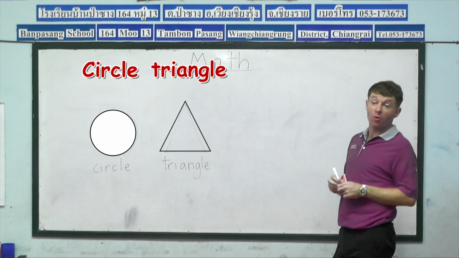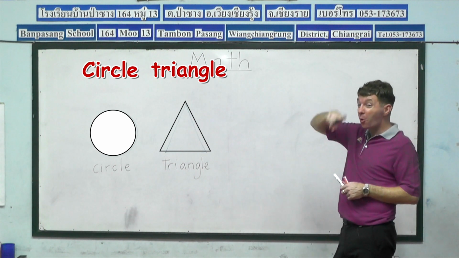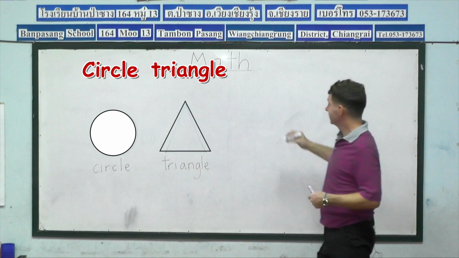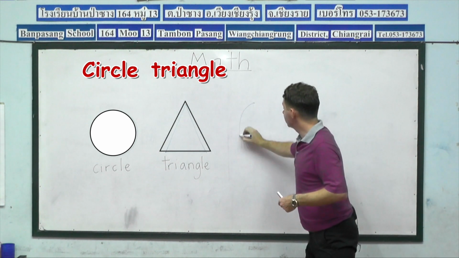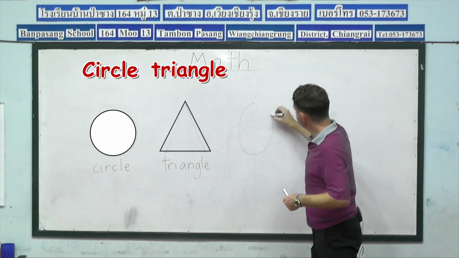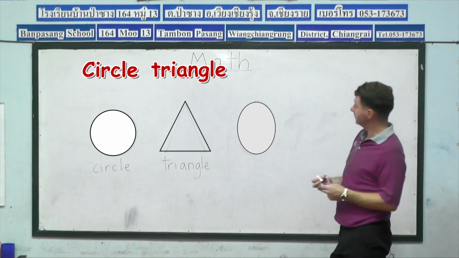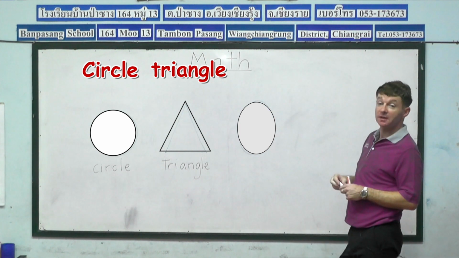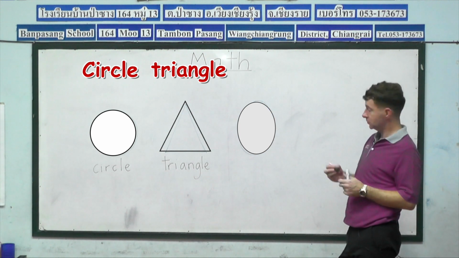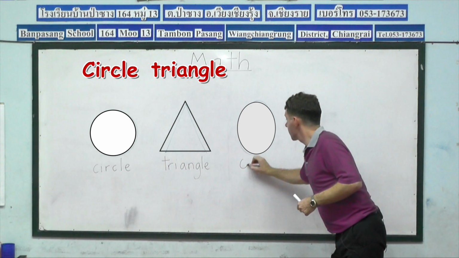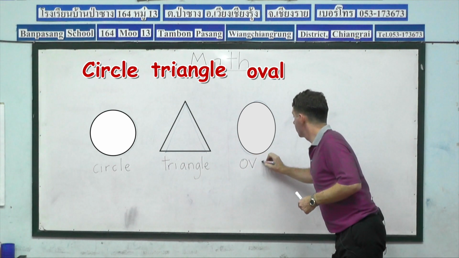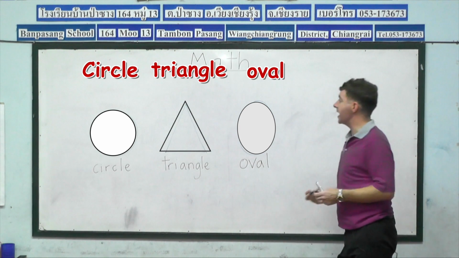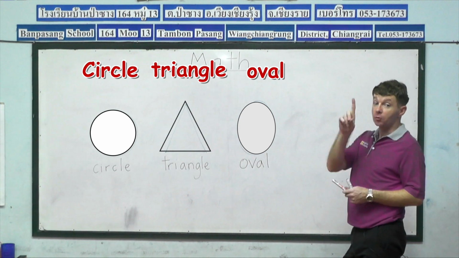Now we'll do another shape. The one that looks like a circle but is not quite round. Oval. Excellent, guys. Well remembered. An oval looks something like this. And how do we spell oval? O-V-A-L. Excellent.